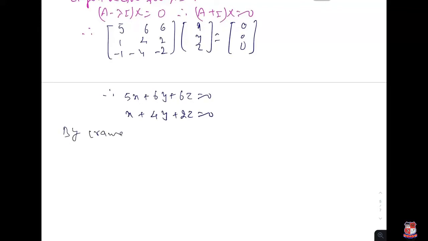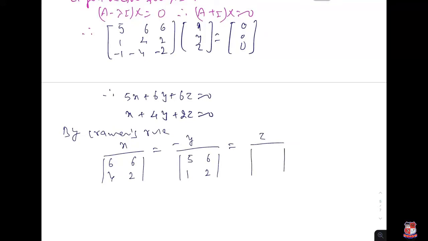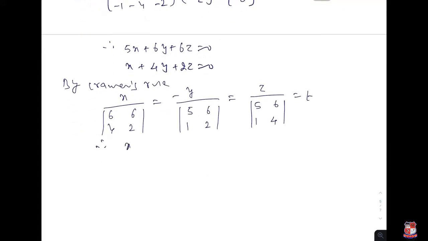Now we can apply Cramer's rule, that is not difficult now. So x over the coefficients of y and z, that is 6, 6, 4, 2, equal to minus y over the coefficients of x and z, 5, 6, 1, 2, equal to z upon the coefficients of x and y, 5, 6, 1, 4. And so we can have x: 6 times 2 is 12 minus 24, so that is minus 12. Then minus y: 5 times 2 is 10 minus 6, so that is 4. And here 20 minus 6, so that is 14, and that is equal to t.